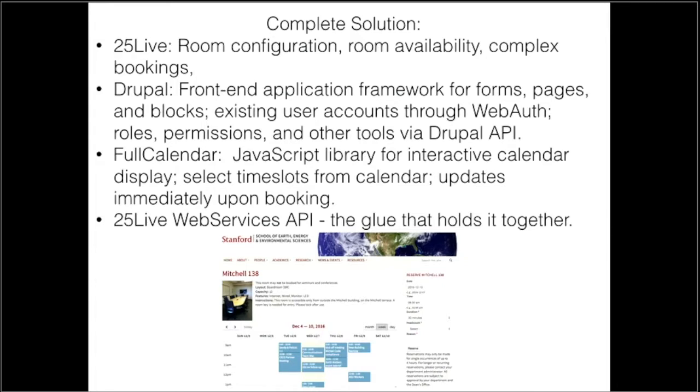And then we use Drupal as the front end for pages, forms, roles and permissions, and all that common web application stuff. And then the 25 Live Services API is the glue. And we're also using Full Calendar, which is a very nice JavaScript library that will provide an interactive calendar that you can configure in a lot of different ways.